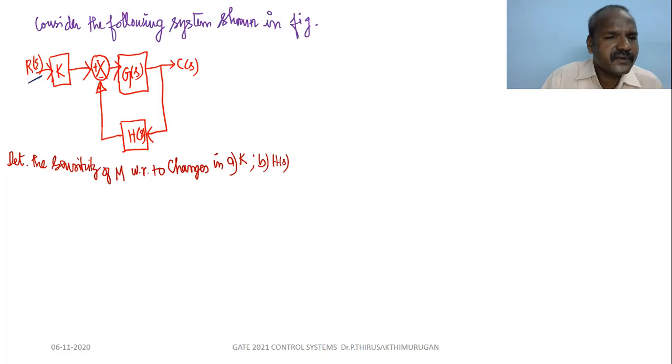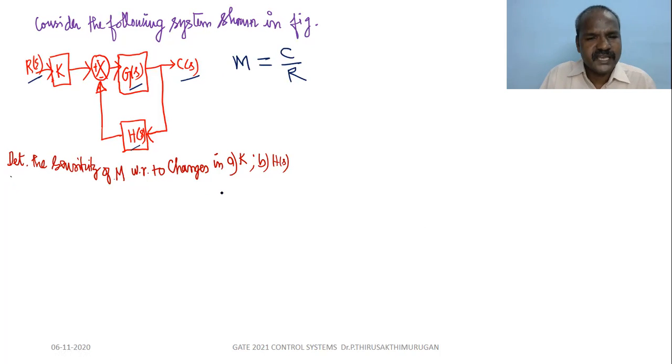R(s) is the reference input, C(s) is the output. So here M equals C by R. The forward gain is G, feedback H. Determine the sensitivity of M with respect to changes in K. Here one additional gain K is added with this loop. So what happens to the sensitivity of M with respect to K and H(s)?